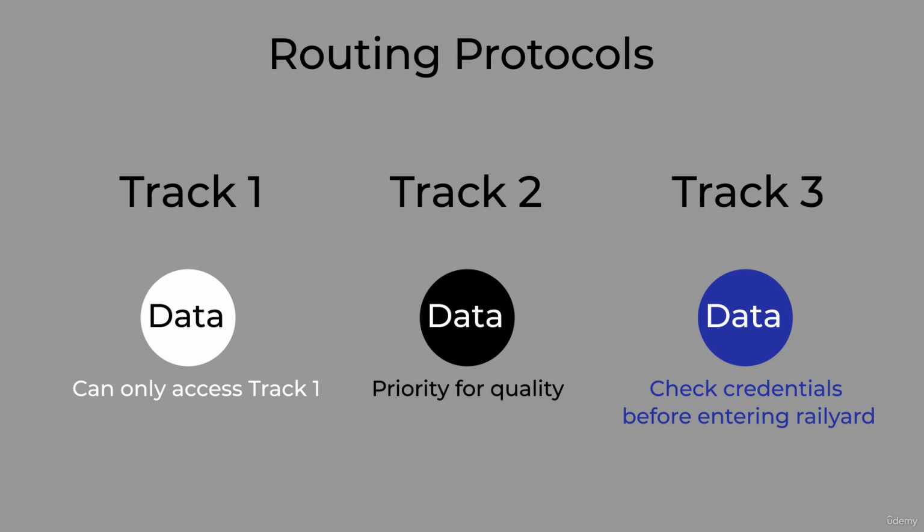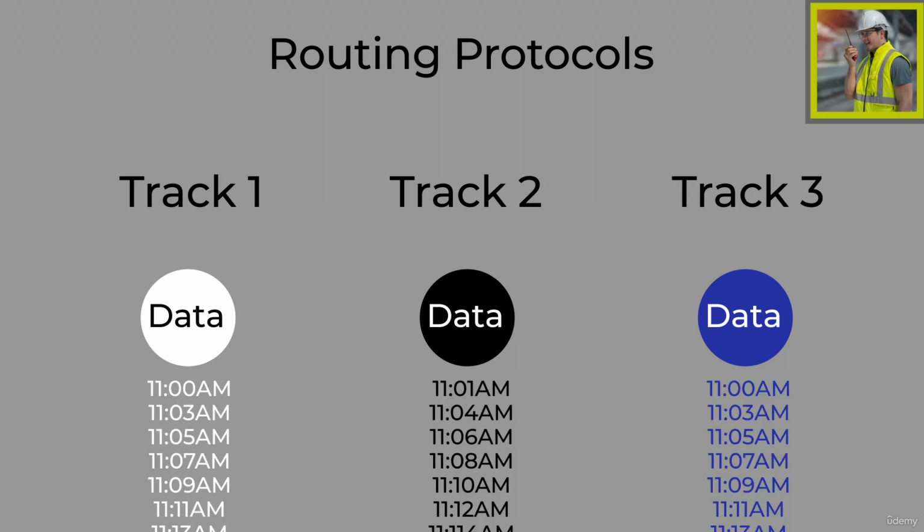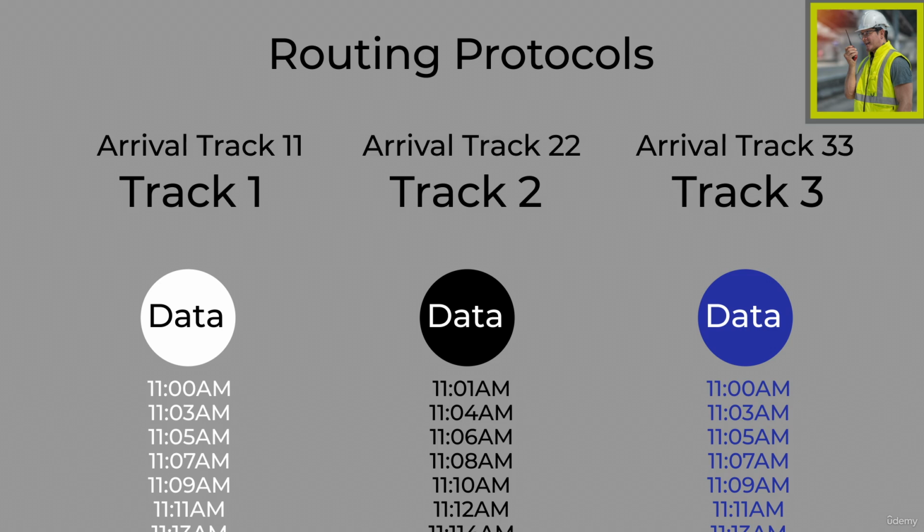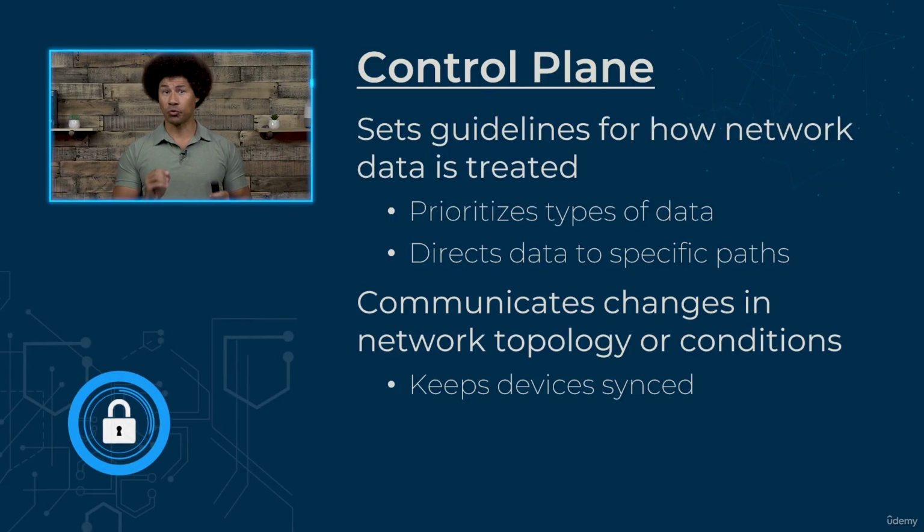In a railroad system, the station master sets schedules, decides which platforms the trains should arrive at, and instructs train drivers on when to start and to stop. In the same way, the control plane sets guidelines for how data is treated within the network, including prioritizing certain types of data or directing data to certain paths. The control plane communicates changes in the network's topology or conditions, ensuring that all devices are aware of the current state and can adjust accordingly. If there is a blocked track or a delay, the station master communicates with all of the trains to reroute them and adjust their schedules.